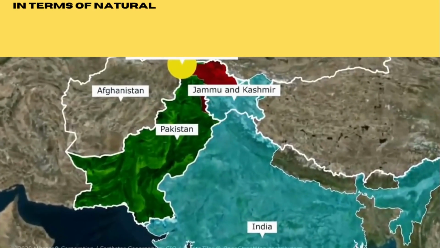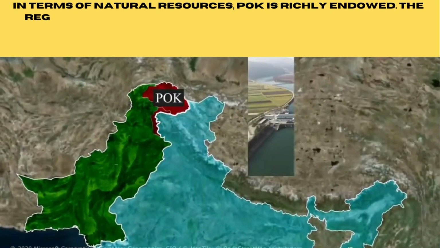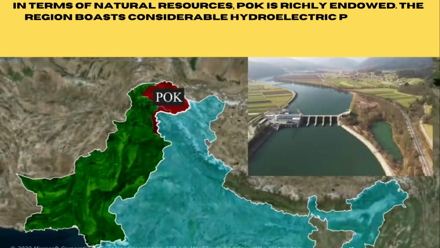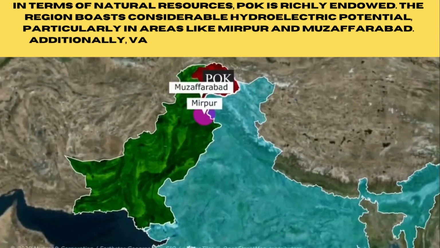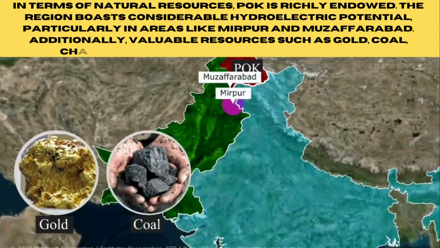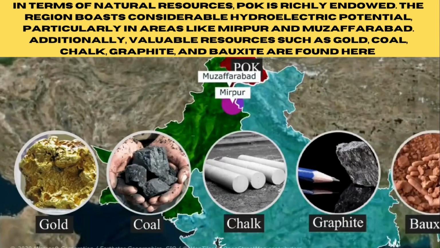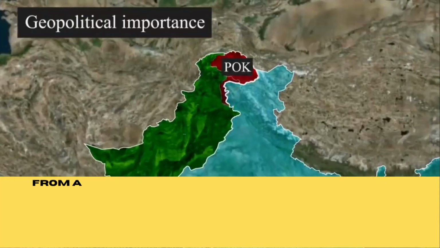We need to understand that in terms of natural resources, POK is richly endowed. The region boasts considerable hydroelectric potential, particularly in areas like Mirpur and Muzaffarabad. Additionally, valuable resources such as gold, coal, chalk, graphite, and bauxite are also found here.